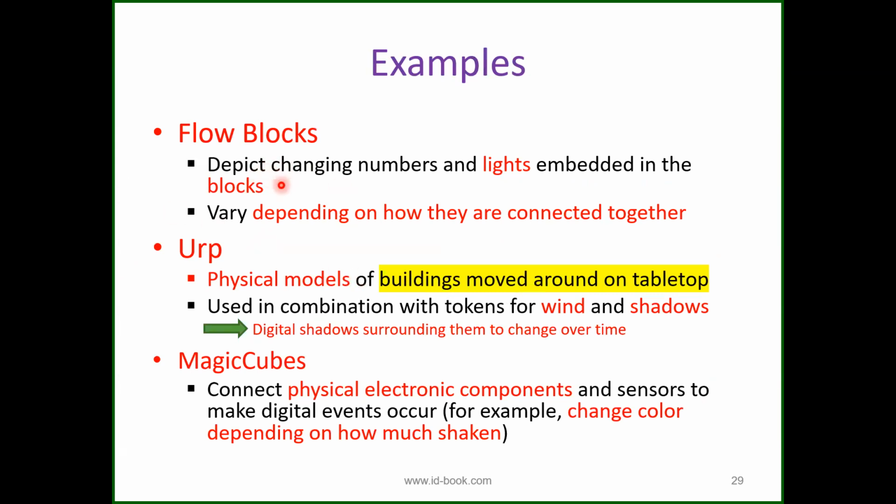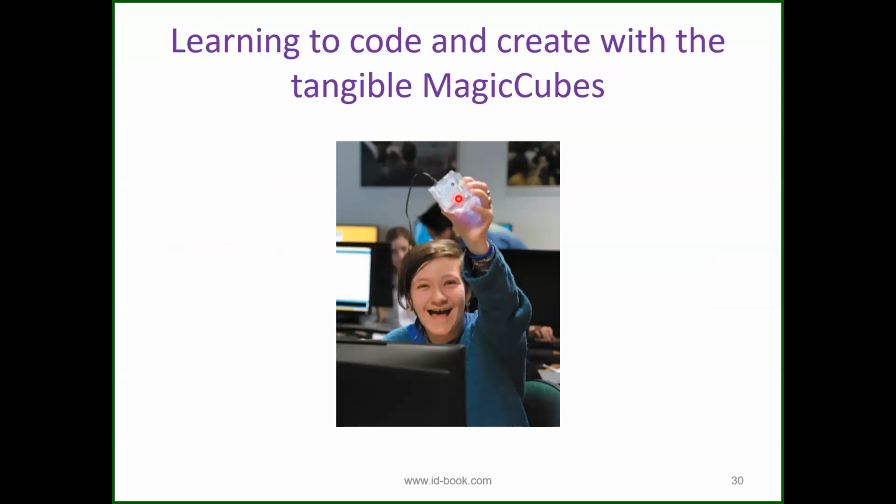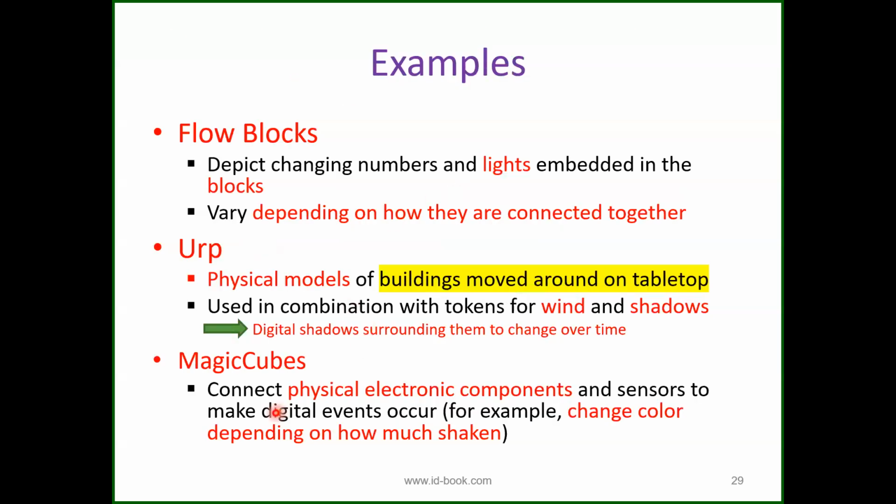Examples include Flow Blocks, ARP, and Magic Cubes. This is a magic cube. Let's see what it does. Magic Cube connects physical electronic components and sensors to make digital events occur, for example, a change of color depending on how fast you shake the magic cube. Flow Blocks depict changing numbers and lights embedded in the block, which may differ depending on how they are connected together.